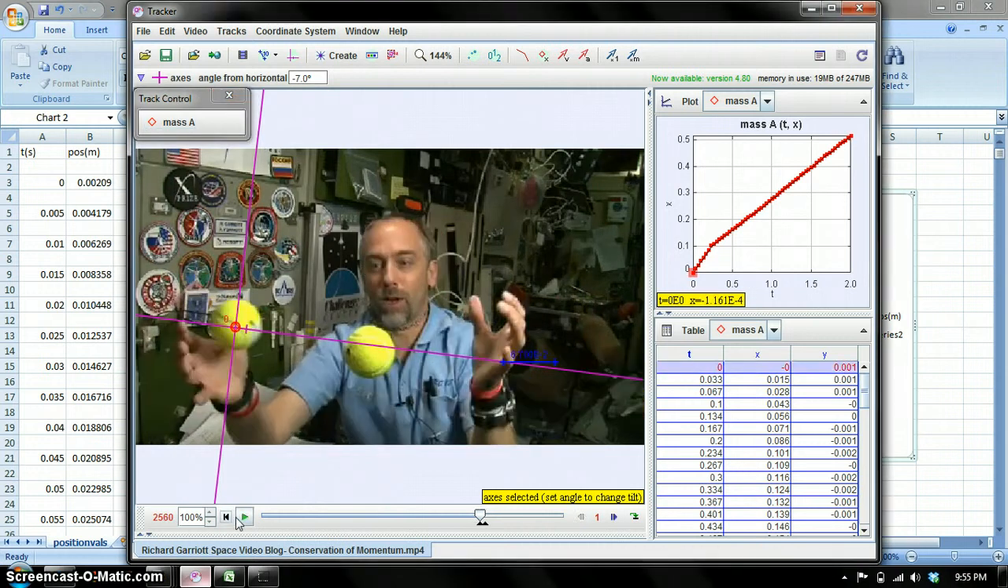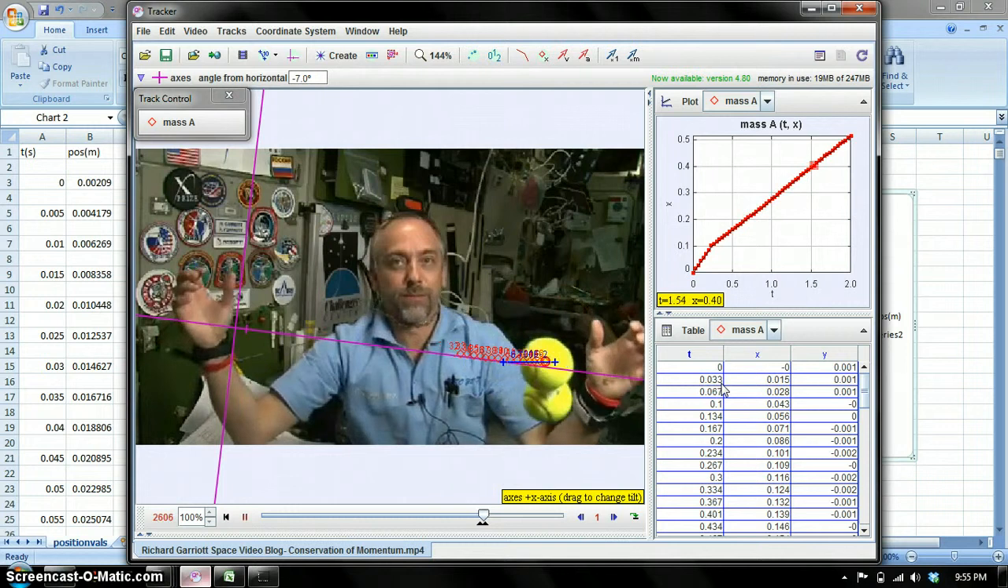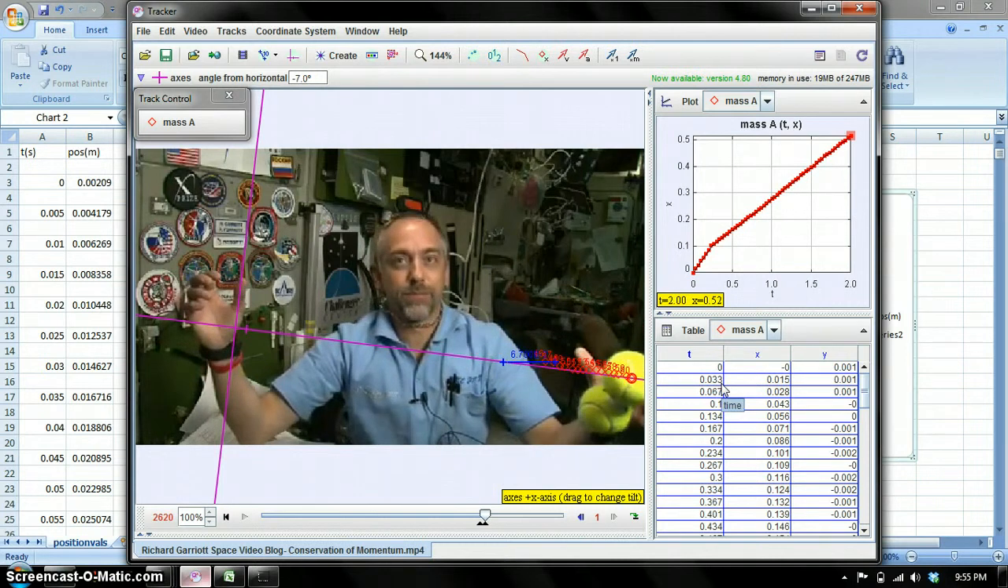So here's the video. The change in time was 0.033 between each frame. The length I used was the diameter of a tennis ball, 0.0767 meters. My x-axis was along where the first tennis ball was moving.